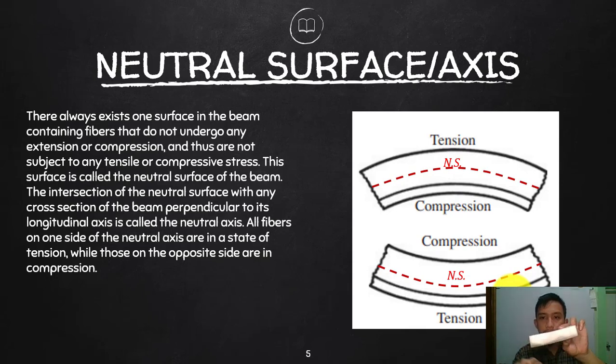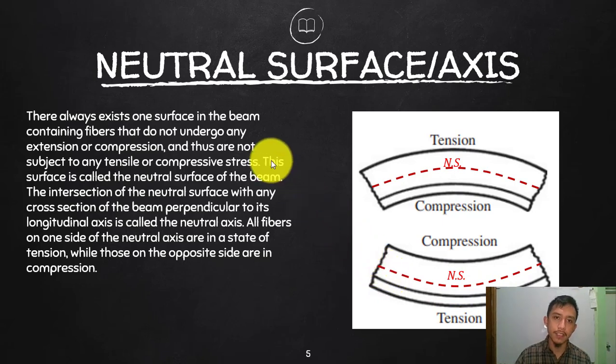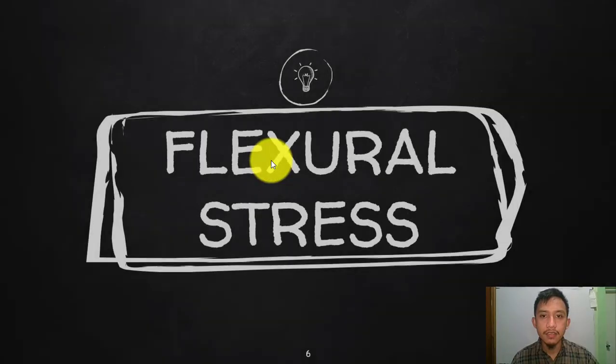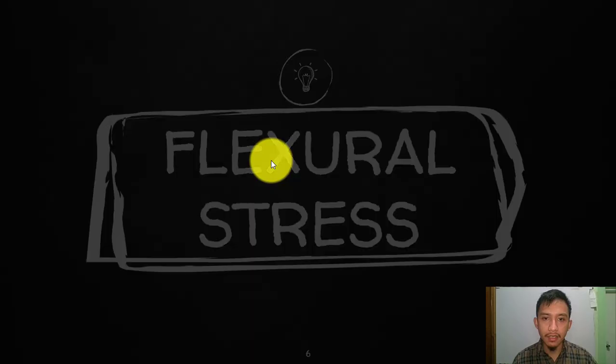So of course you will expect that this will be under tension and the top is under compression. And the same thing, you will find there at the middle of the compression fibers and the tension fibers an unstressed surface of fibers, which is what we call the neutral surface.